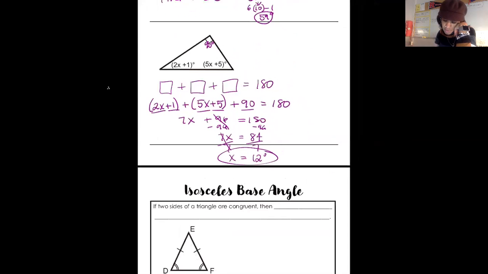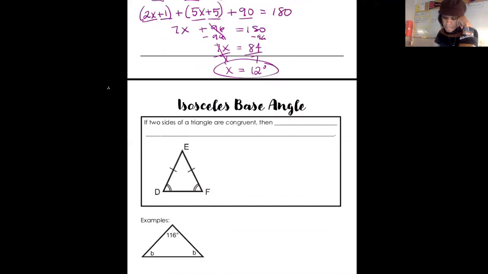If they asked you to find either of those angles, you would just substitute wherever you see an x, you would put 12, and you would get the answer of either one of those angles.